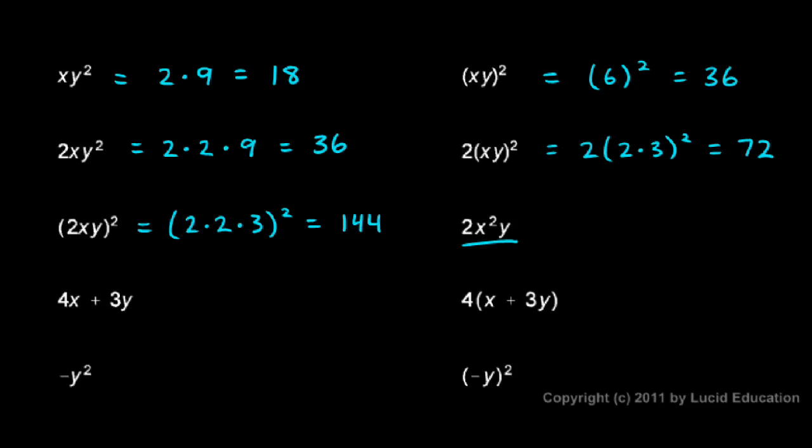Now this next one, 2x squared times y. Well, again, let's rewrite it. It's 2 times x squared, which is 2 squared, times y, which is 3. And now let's get a value. Well, that 2 squared right there is 4. So this is 2 times 4 times 3. Well, 2 times 4 is 8, and then 8 times 3 is 24.